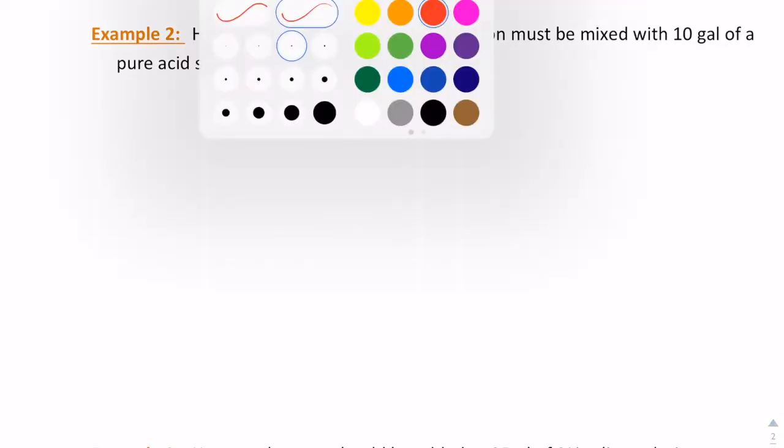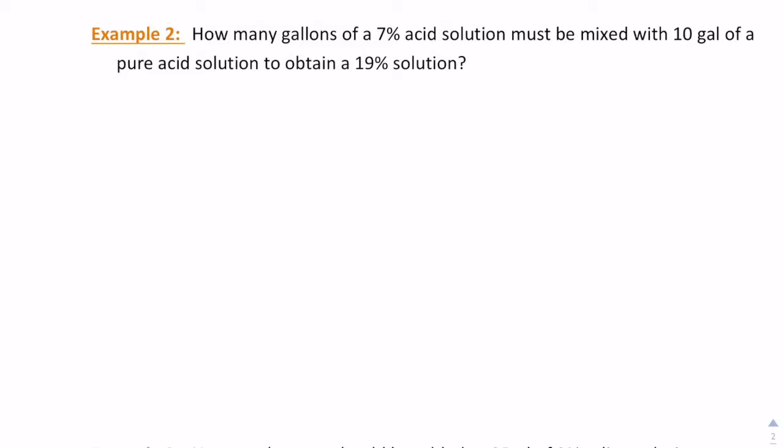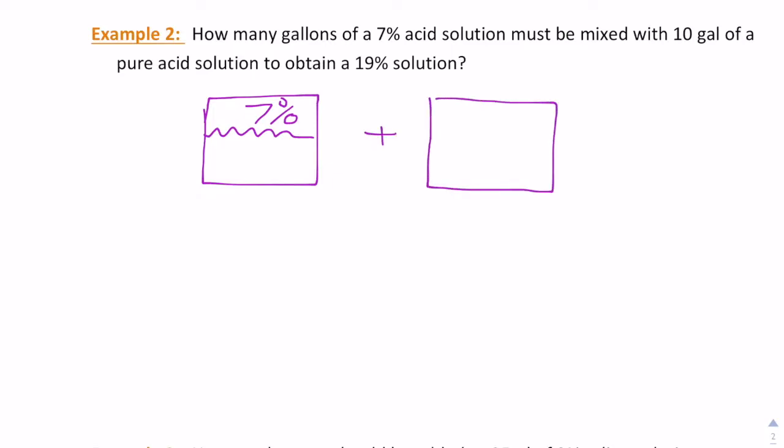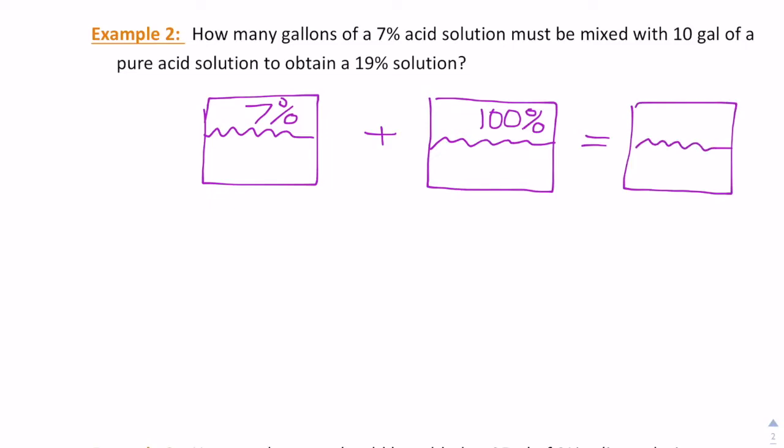You are mixing together two things. So you are putting a 7% acid solution together with some pure acid solution, which basically means it's 100% fully acidic. And then you're going to end up with, if you put the right amounts together, a 19% acid solution.